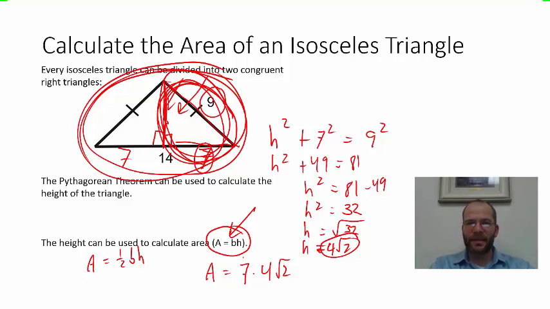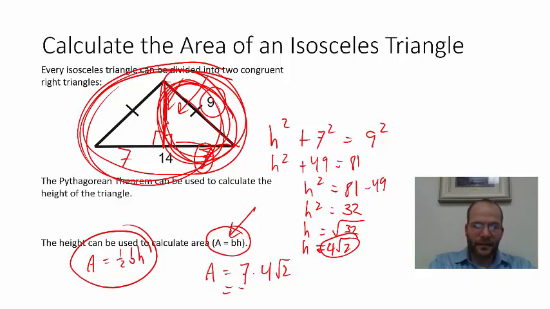I don't necessarily recommend you take it unless you're very confident with it. Otherwise, we'll talk about how we get back to this and use that one. Using the shortcut, we can see that the area of the larger triangle is equal to 28 square root of 2.